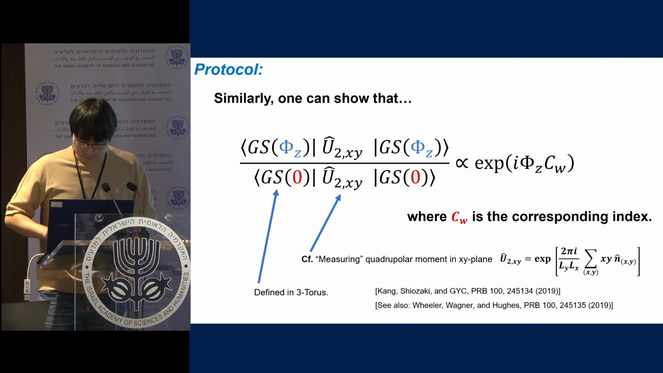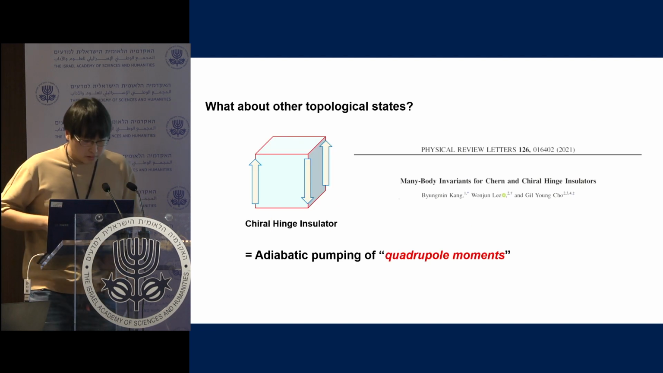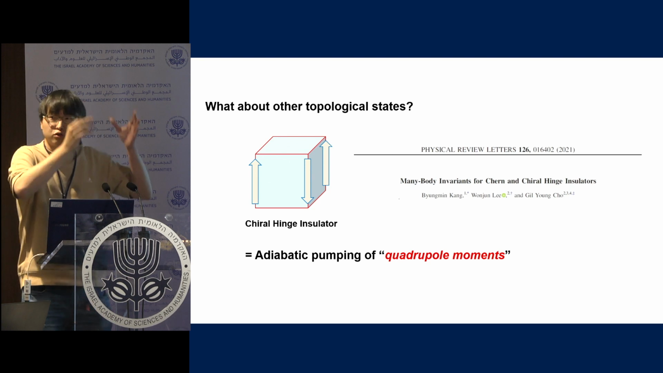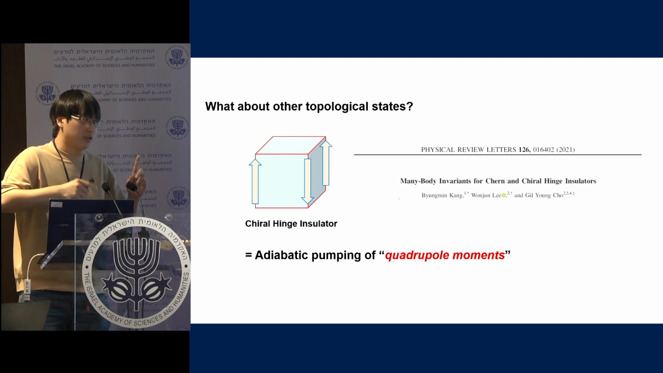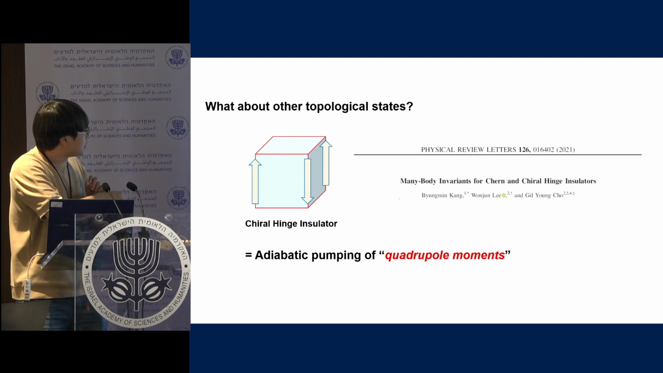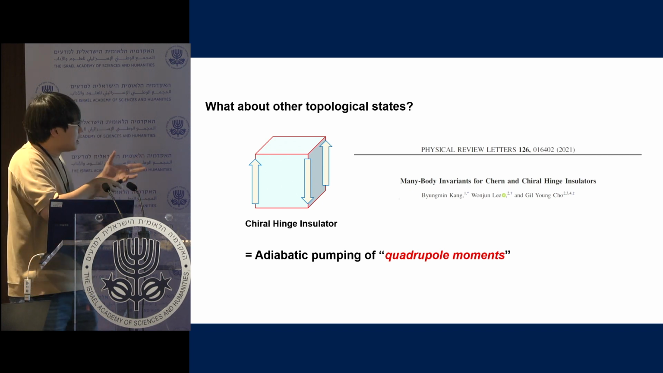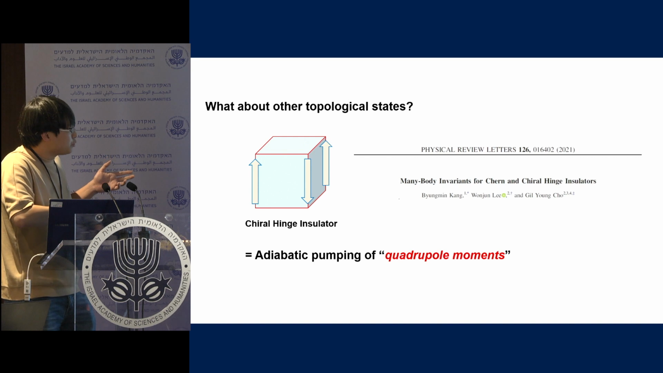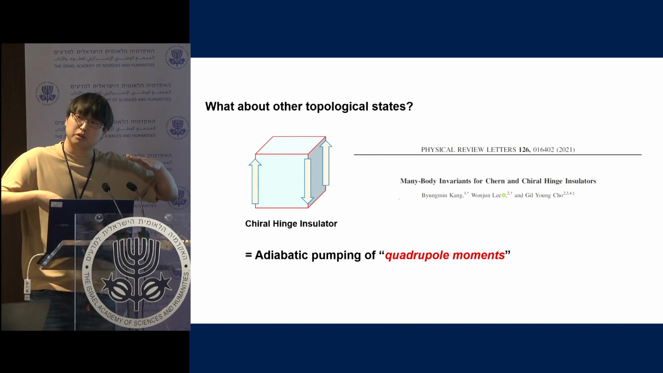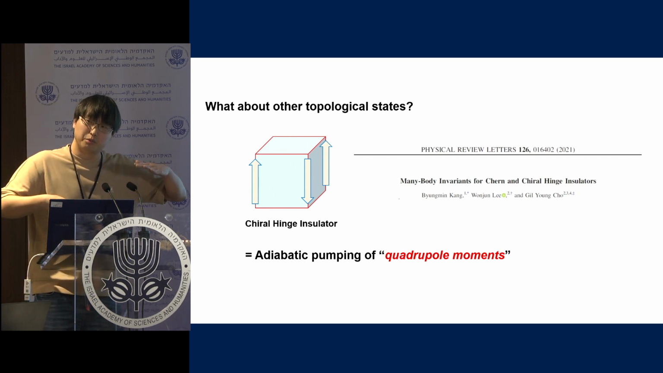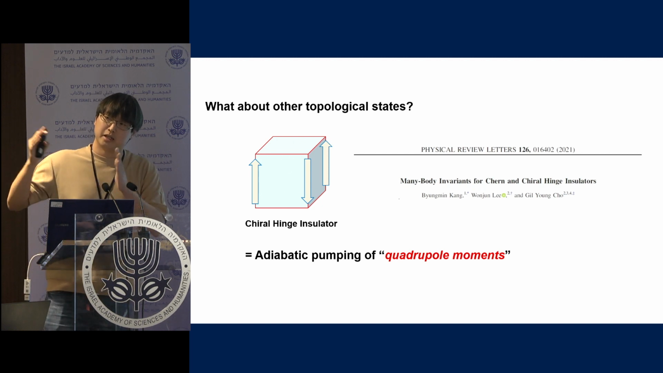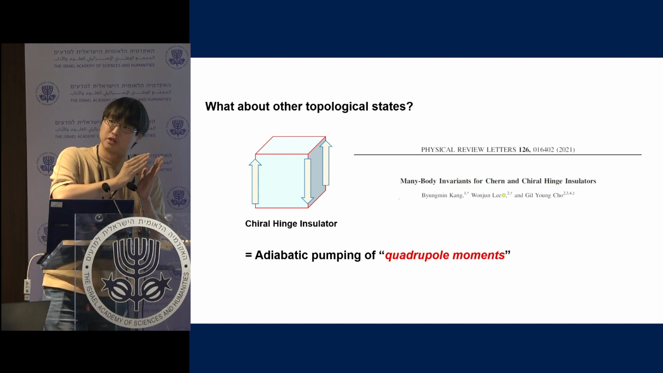Can you just tell me what's a chiral hinge? Yeah. So this is a three-dimensional insulator where the edge mode of the quantum Hall states is living only on the hinge. Yeah. And then this insulator can be viewed as adiabatic pumping of the quadrupole moment in the momentum space. It's like quantum Hall states is adiabatic pumping of the polarizations. Yeah.